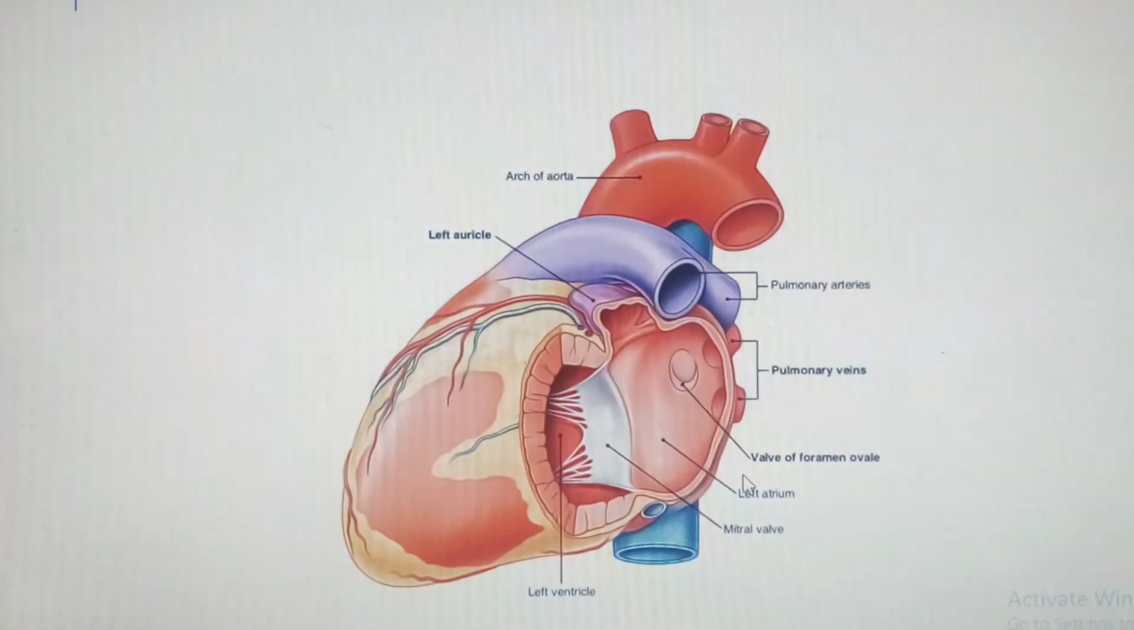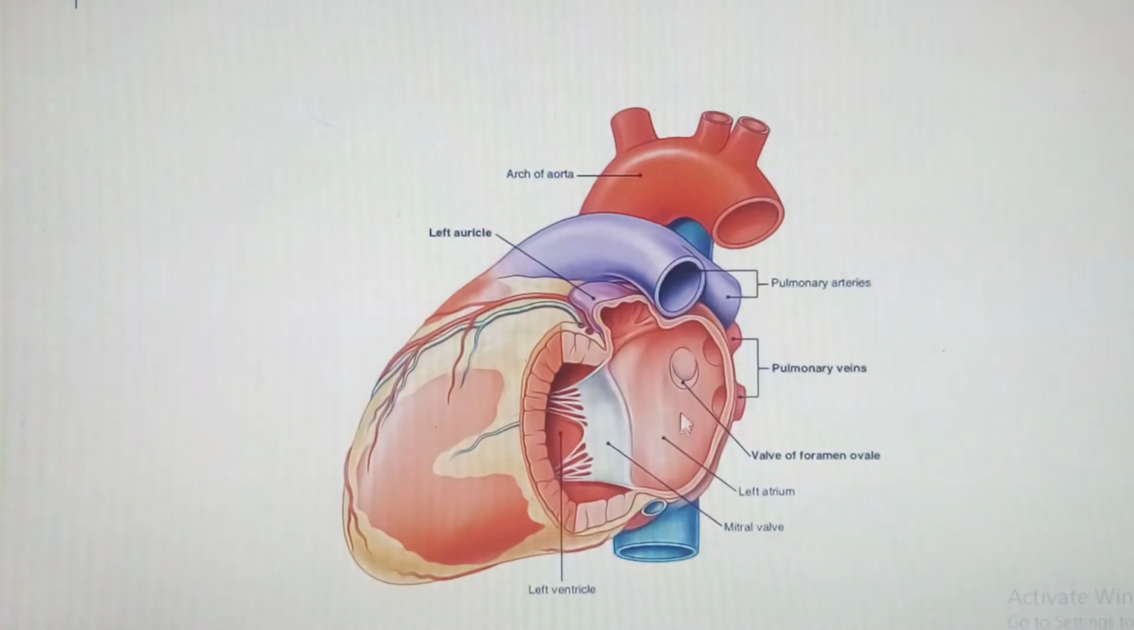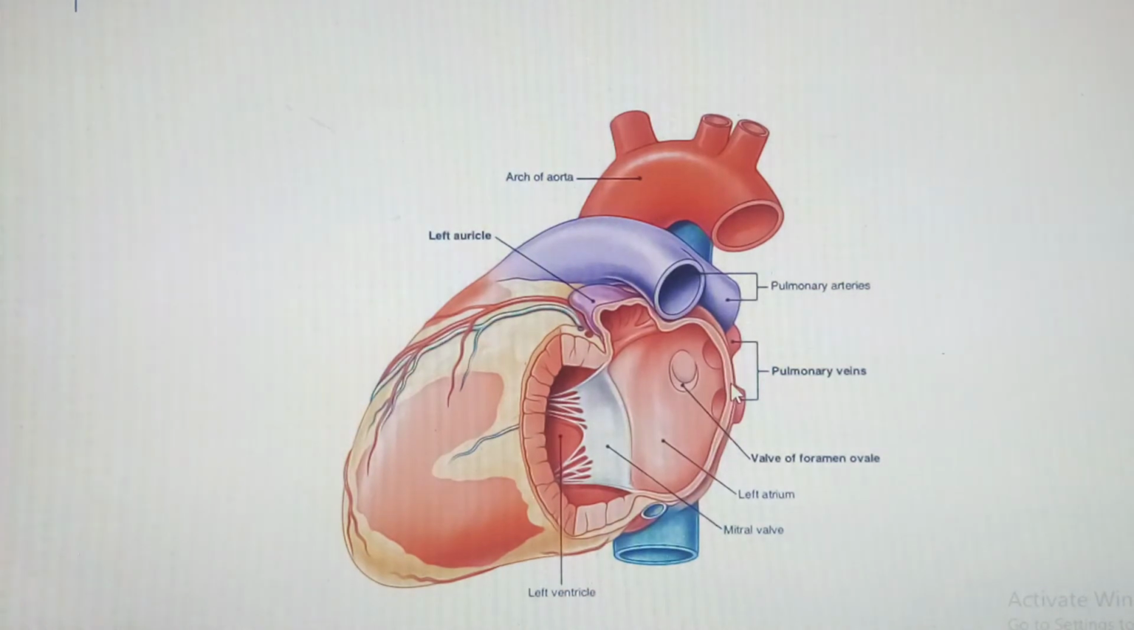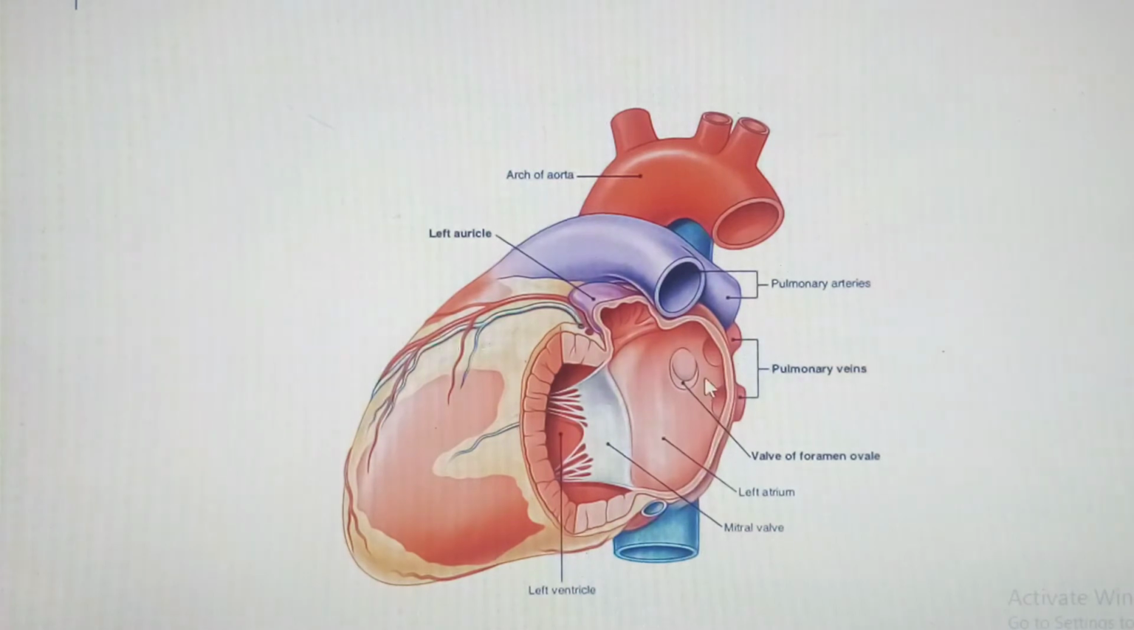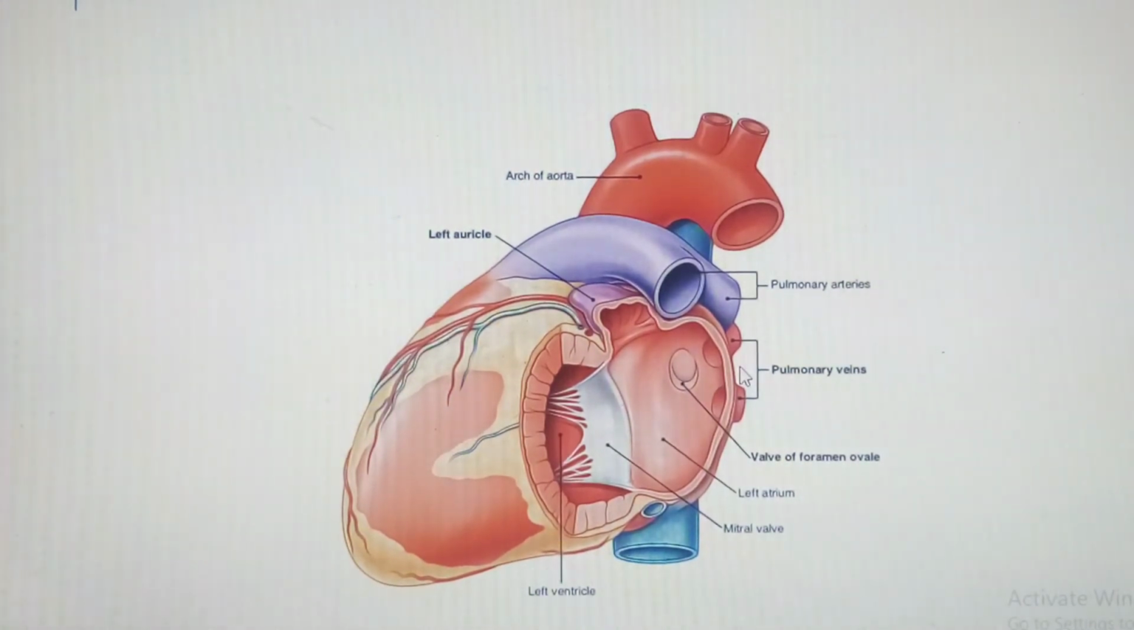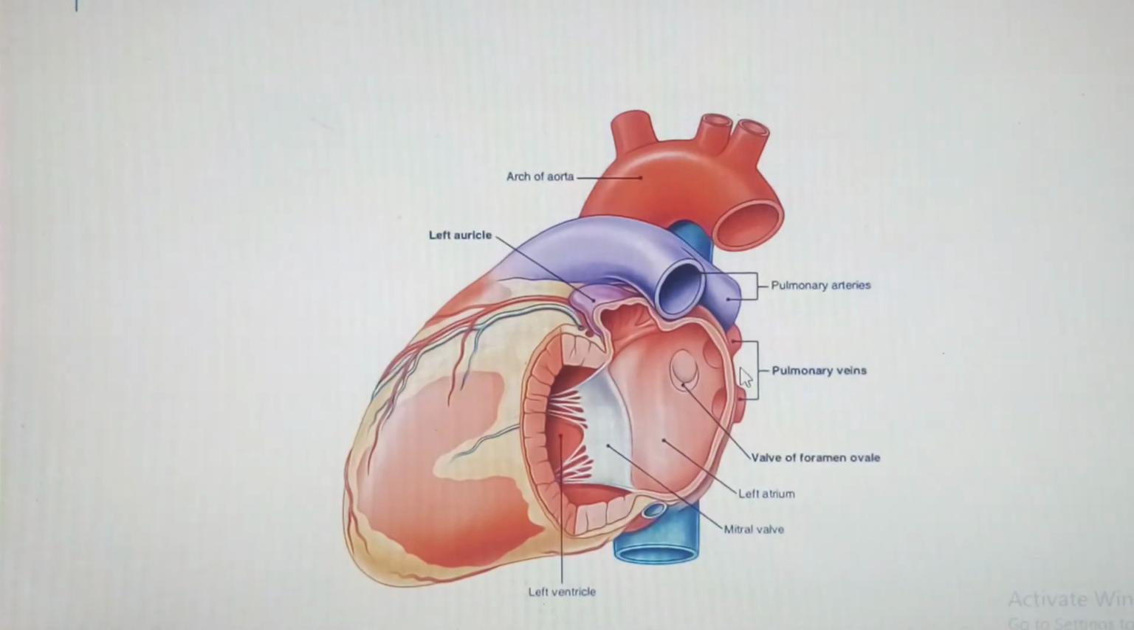Having seen all that about the right atrium, the next one that we want to know about is the left atrium. I want to talk about the upper chambers first, the left atrium. The left atrium will be receiving oxygen-rich blood from the lungs through the 4 pulmonary veins. There are 4: 2 coming from the right side and 2 from the left side.